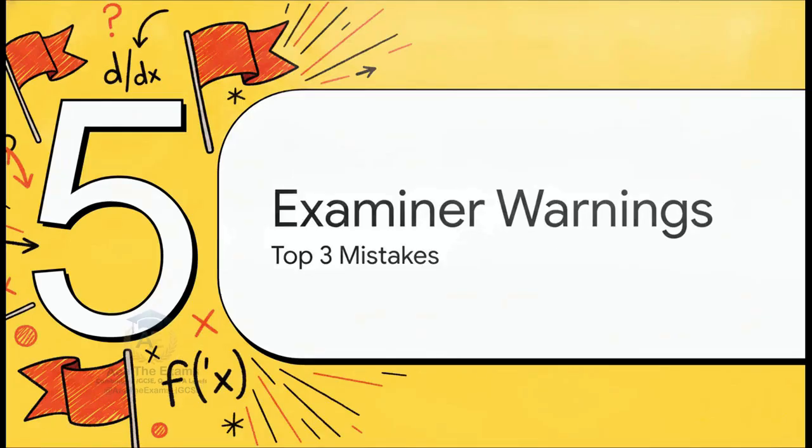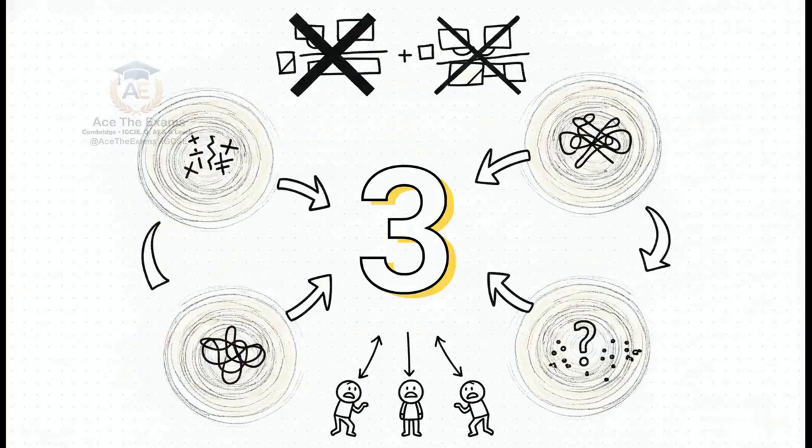All right, Section 5, Top Examiner Warnings. Pay close attention, because this is perhaps the most urgent part of our explainer today. According to the data, there are exactly 3 major pitfalls. These are literal red flags pulled straight from Cambridge Principal Examiner reports that catch students out year after year. Let's make absolutely sure you aren't one of them.